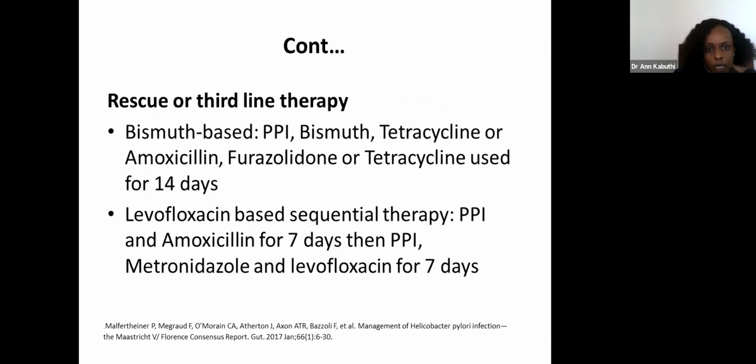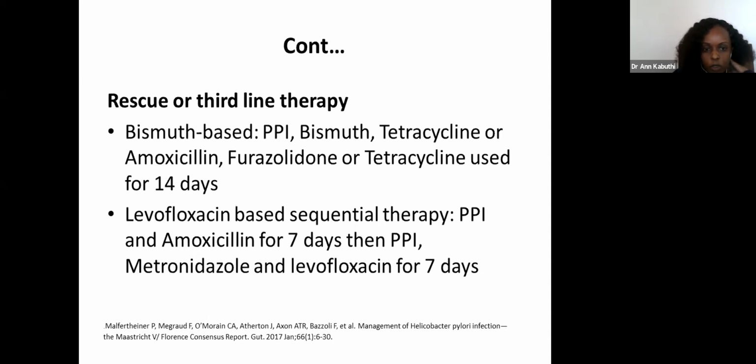So we also have what we call a rescue or third line therapy. Here we have two regimens that can be used. The first one is a bismuth-based treatment, and this contains a PPI, bismuth, tetracycline, or amoxicillin, furazolidone, or tetracycline used for 14 days. Furazolidone is not available. I think it's also not available in the country.